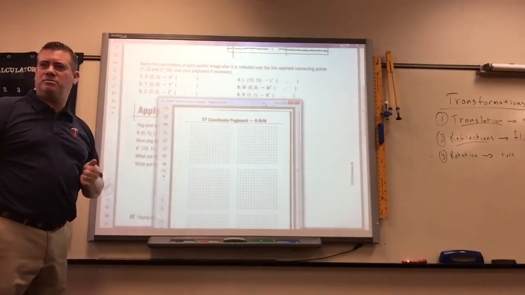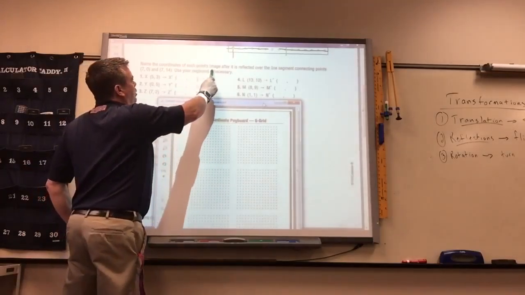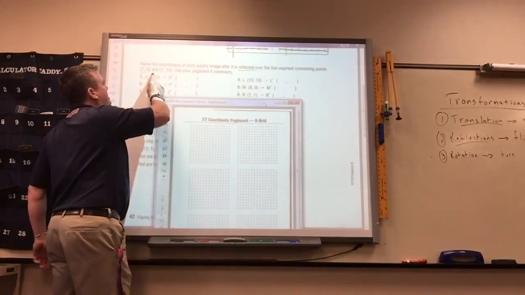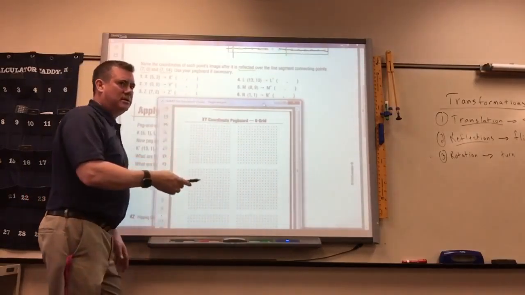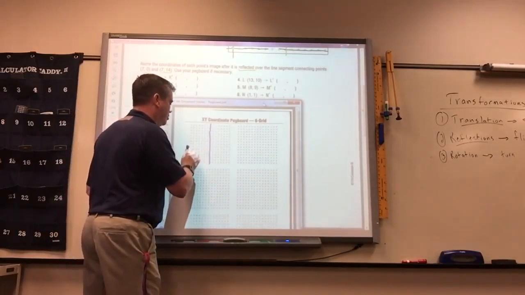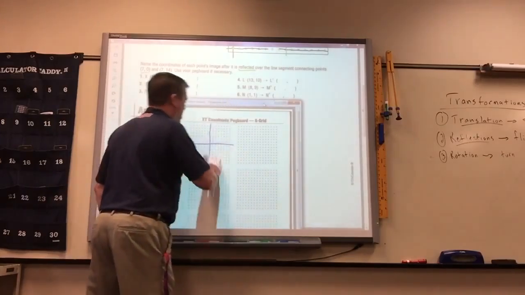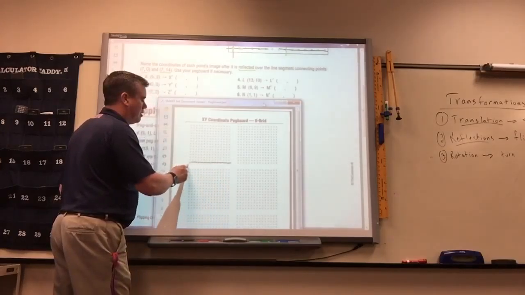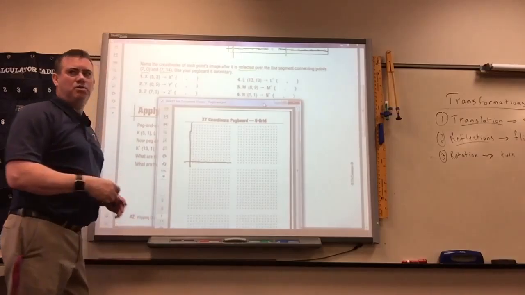When are we gonna do a translation? After we do this. So, name the coordinates of each point's image after it's reflected over the line segment containing these 2 points. So again, this is the first quadrant, but I think tomorrow it's 4 quadrants. So tomorrow you would have to do this, and then you just do exactly what they tell you. But this one is just the first quadrant. I'm just showing you how you will do it tomorrow.